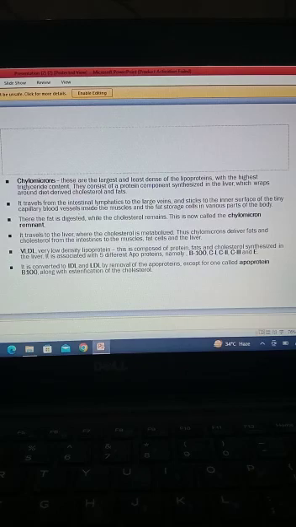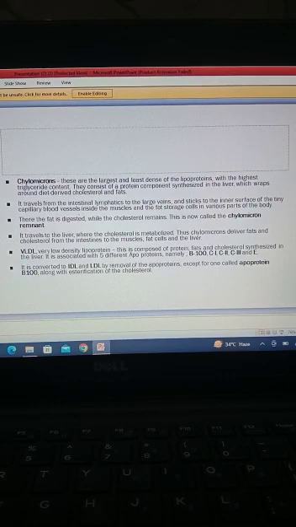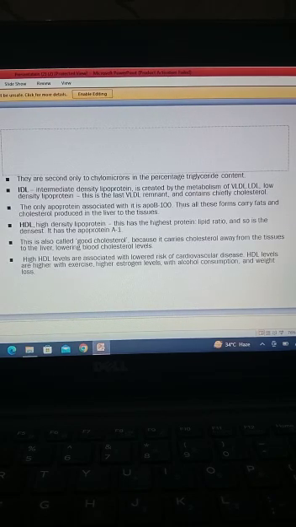Number two, VLDL, which is known as very low density lipoprotein. This is composed of protein, fats, and cholesterol synthesized in the liver. It is associated with five different apoproteins, namely B100, C1, C2, C3, and E. It is converted to IDL and LDL by removal of the apoproteins, except for one called apoprotein B100, along with the esterification of the cholesterol. They are second only to chylomicrons in the percentage of triglyceride content.